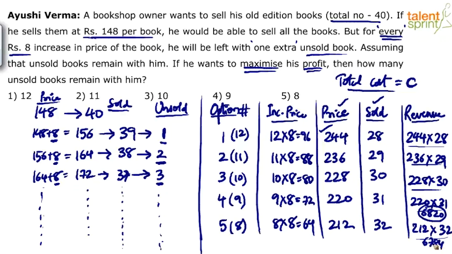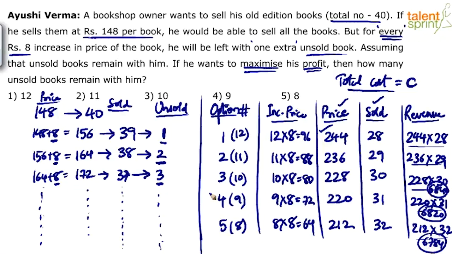You know, you have to be quick in calculations. So this way do the calculations. 228 into 30. How much is 228 into 30? 6840. Right? See, 220 into 30, 6600. 8 into 30, 240. So 6600 plus 240, 6840. So very clearly from the last three calculations, where is the maximum revenue? 6840, 6820, 6784. Maximum is 6840.